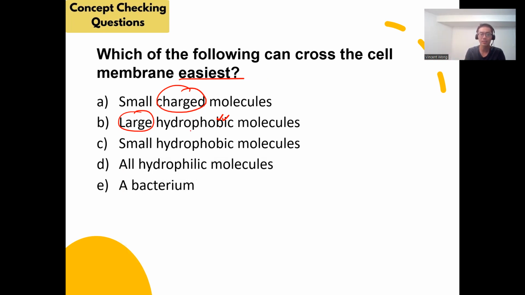It's not the easiest. Small and hydrophobic. That's the best one. That's the easiest to cross. They can do it by themselves. Okay. Hydrophilic is not easy. You need a channel protein for that because the membrane is mostly hydrophobic, right? And then bacterium, not easy. You gotta eat them. You gotta do phagocytosis.